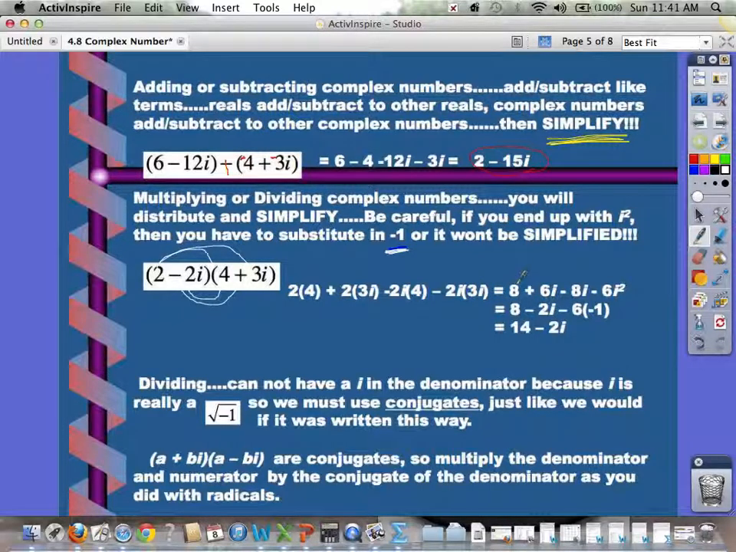2 times 4 is 8, 2 times 3i is 6i. Negative 2i times 4 is negative 8i, and a negative 2i times a 3i is going to be a negative 6i squared. So when you simplify this up, it's going to be 8, 6i minus 8i is going to be a negative 2i, minus 6 times negative 1, because I had to substitute in negative 1 where there was an i squared. And then you get 14 minus 2i.